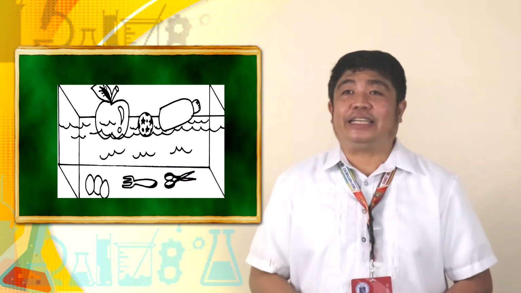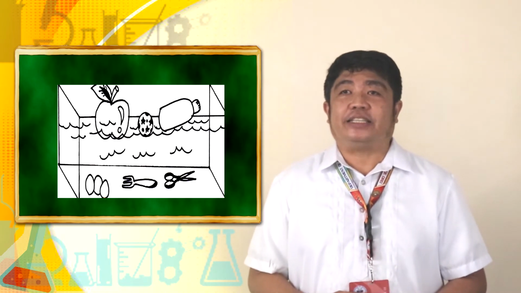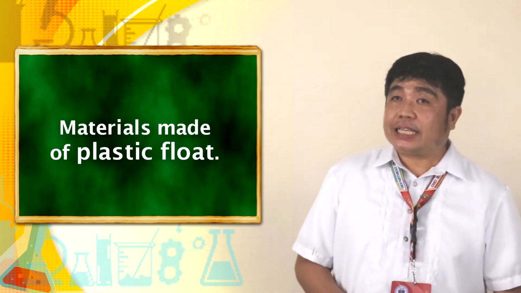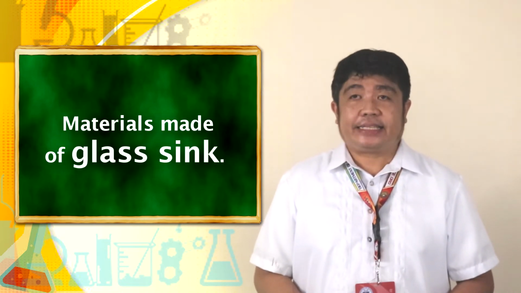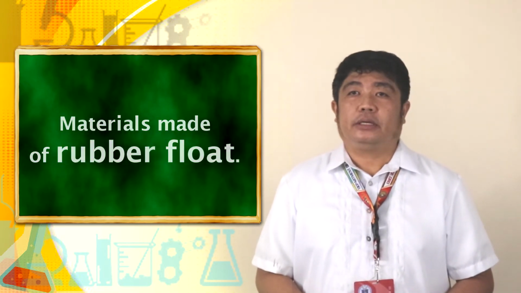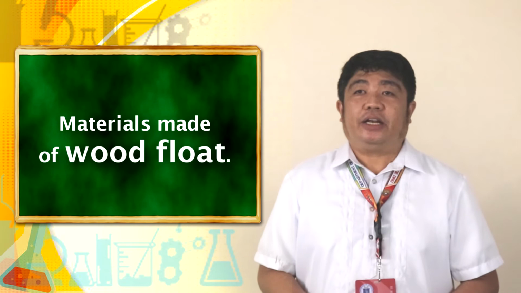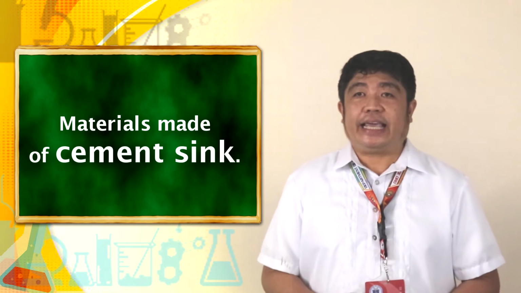Do you know the similarities and differences in the characteristics of the materials that you think affect floating or sinking? Now, let us know its differences and similarities. Materials made of plastic float. Materials made of glass sink. Materials made of rubber float. Materials made of metal sink. Materials made of wood float, while materials made of cement sink.